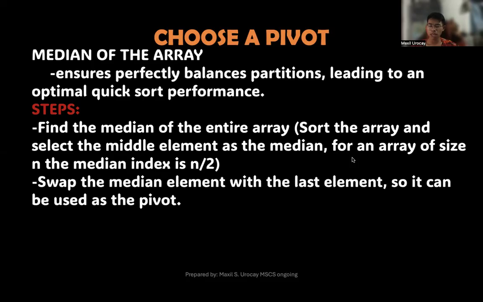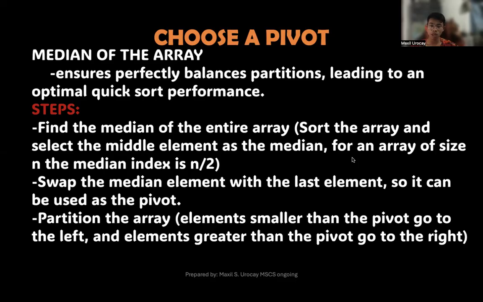So it will be basically a lot of process for this type of median of the array. Then swap the median element with the last element so it can be used as the pivot. So you will go to the original array.